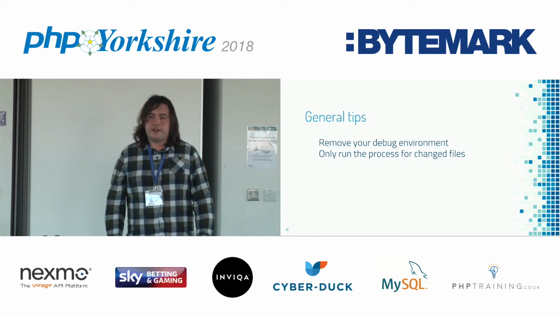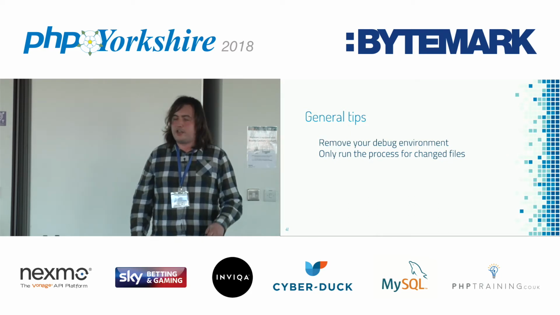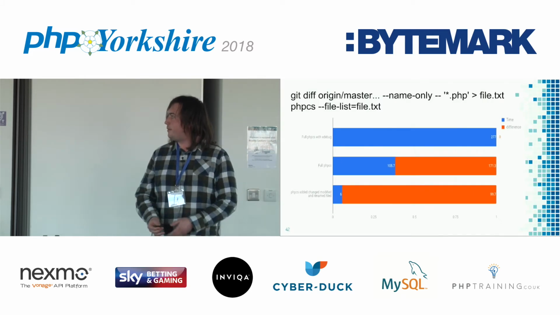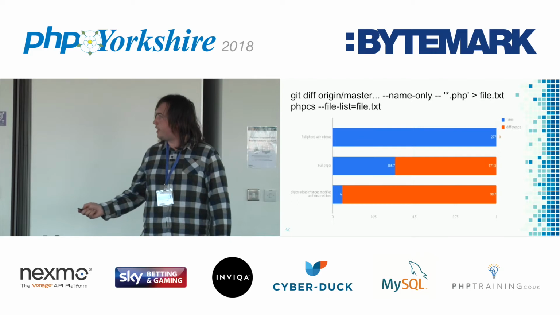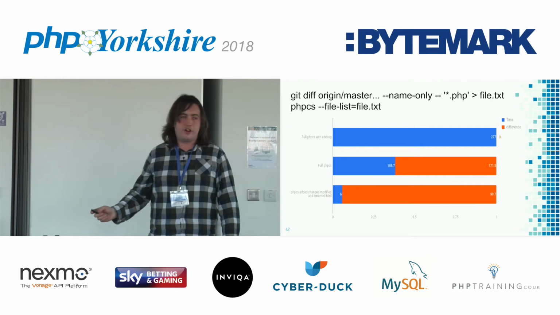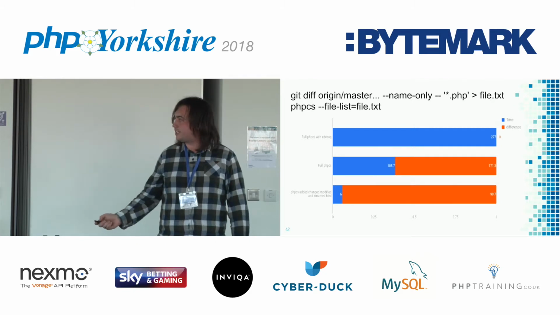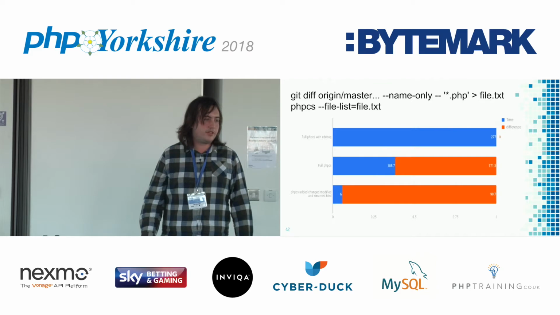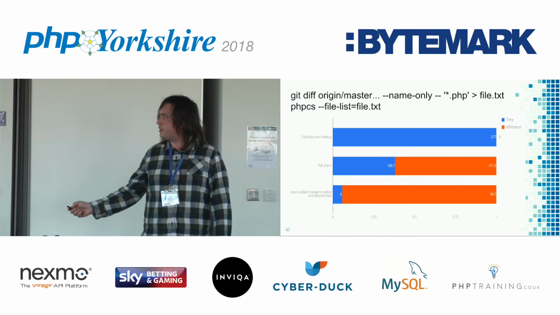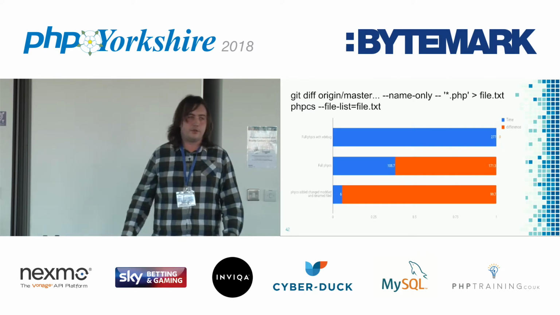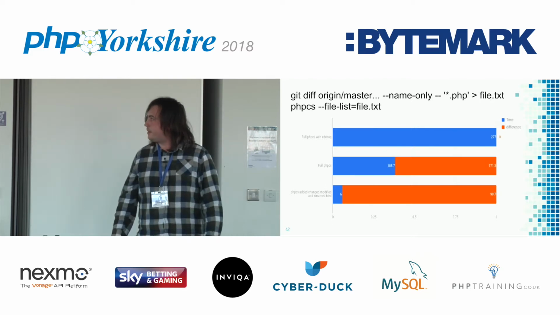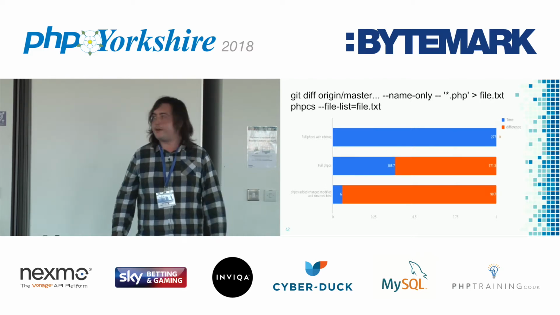Only running the process for changed files. If you're only caring about the lines that have changed, you only care about the files that have changed. Again, this is running on PHPMD. Running the whole phpcs took 277 seconds. Running it without Xdebug took 105. And running it on only the files that have changed took 6 seconds. So it's a massive performance increase. You can run it with phpcs --file-list=file.txt. You just get that from Git, Git will tell you which files have changed, and you pass that straight through to phpcs. And that will just run it for the single files.